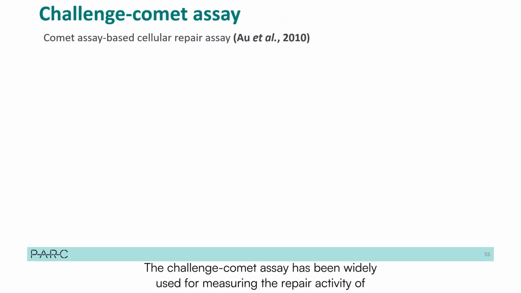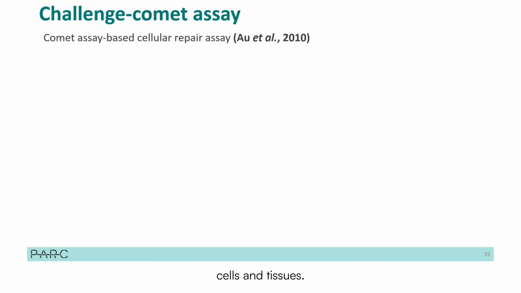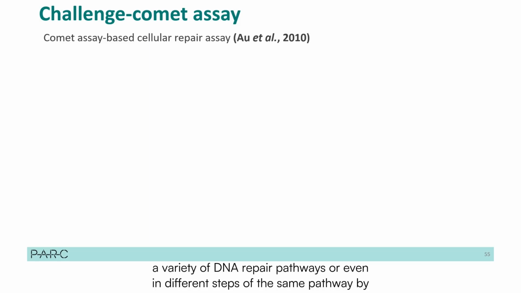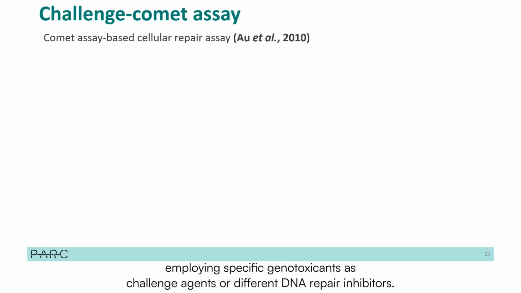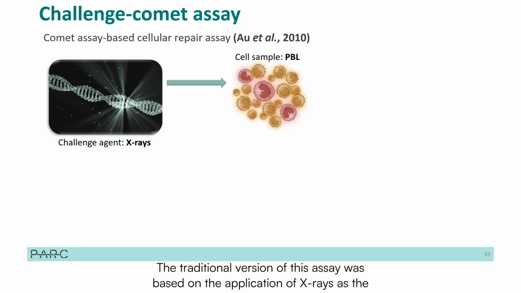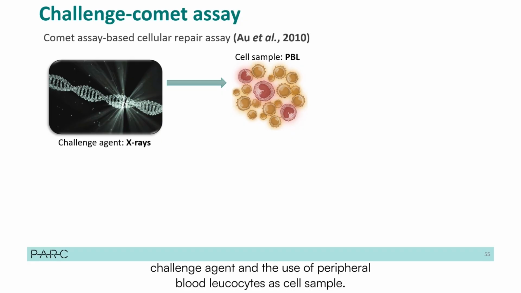The challenge-comet assay has been widely used for measuring the repair activity of cells and tissues. With the challenge-comet assay, it is possible to evaluate capacities in a variety of DNA repair pathways, or even in different steps of the same pathway, by employing specific genotoxicants as challenge agents or different DNA repair inhibitors. The traditional version of this assay was based on the application of X-rays as the challenge agent and the use of peripheral blood leucocytes as cell sample.